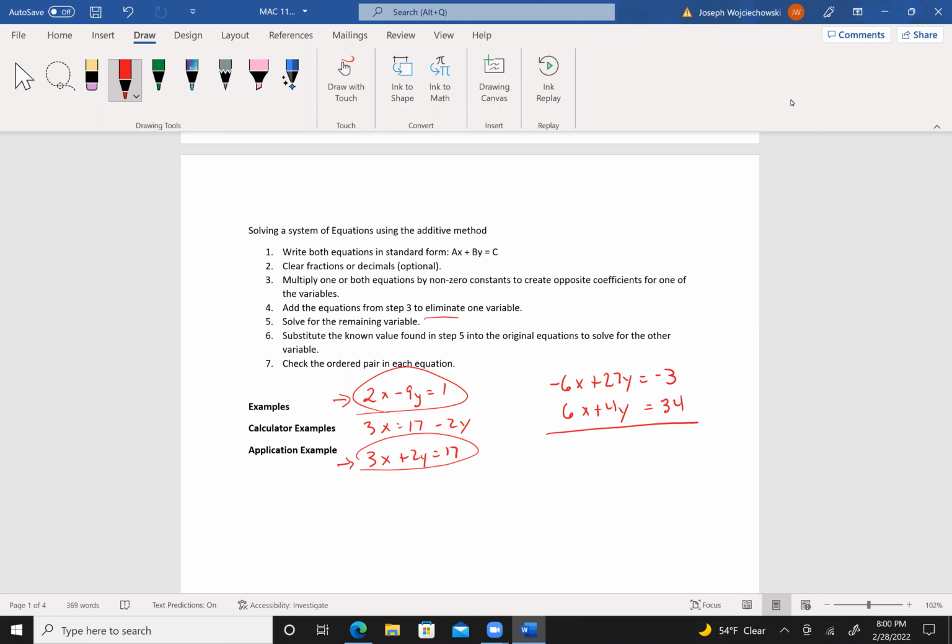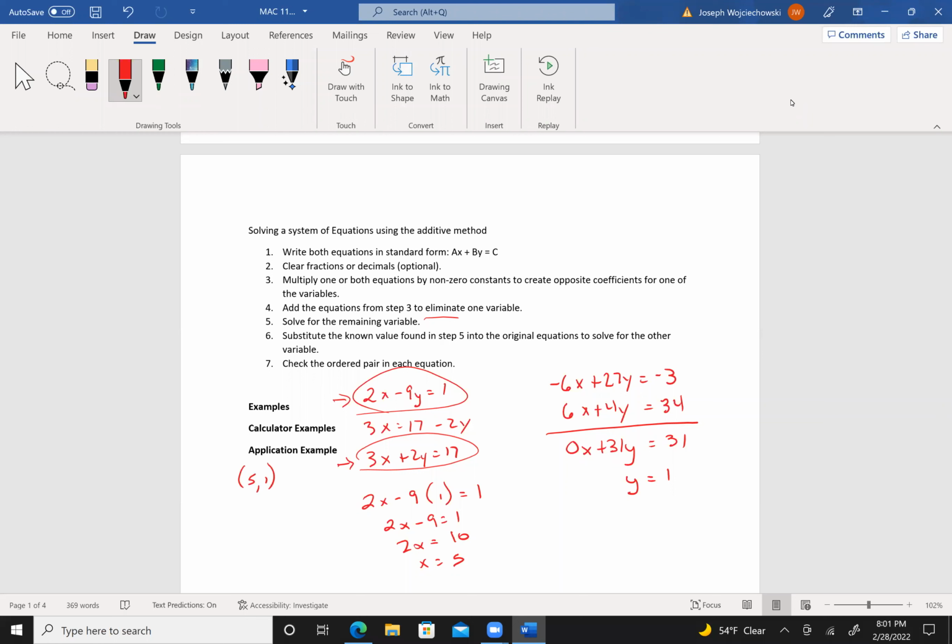Now, if I add these two equations up, -6x plus 6x is 0x. 27y plus 4y is 31y, and -3 plus 34 is 31. So y equals 1. Now, if I go back to my original equation, 2x minus 9, plug in y equals 1. 2x minus 9 equals 1. 2x equals 10. X equals 5. So I believe my point is 5, 1.